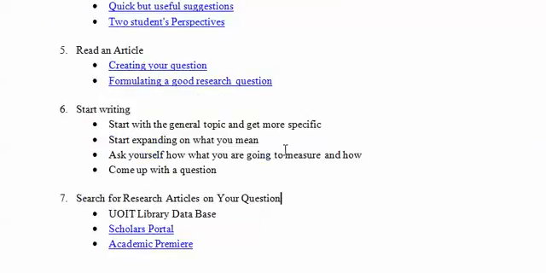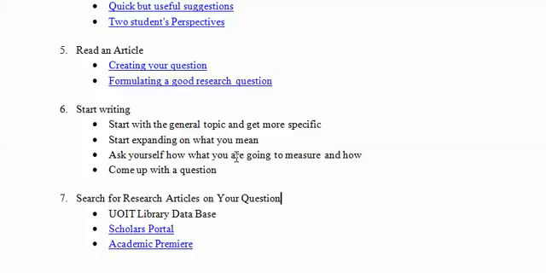So when you think you have something, or actually I would write down a few somethings, you could start writing. So you start with the general topic, and then you get more specific. And the way you get more specific is to start expanding on what you mean. You keep asking yourself, well, what do I mean by this? And it starts getting bigger and bigger, and then smaller and smaller, because you start to focus specifically on what you're interested in. And I'll give you some examples in a moment.